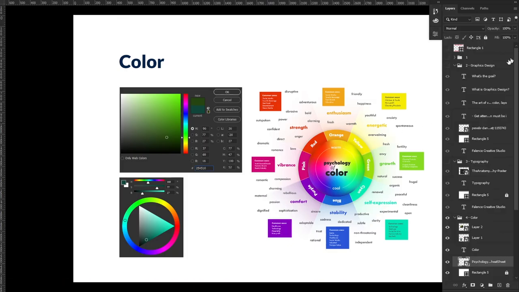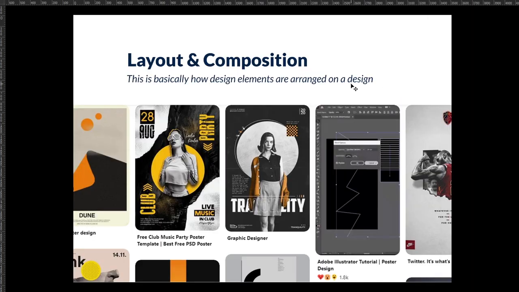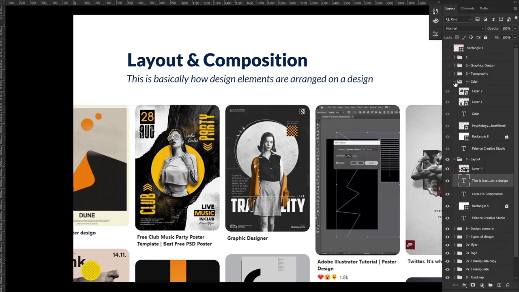Okay, so let's move on to the next thing we'll be looking at in this course. One very important thing, we'll look at layouts and composition. This is basically how design elements are arranged on a design. If you look at this design, we have this lady, we have some text flying around, we have this picture of a mountain, and so on. So layout and composition helps us properly arrange our design elements on our design. We'll explore this in great depth. So that's basically layout and composition. We are moving on to the next one.